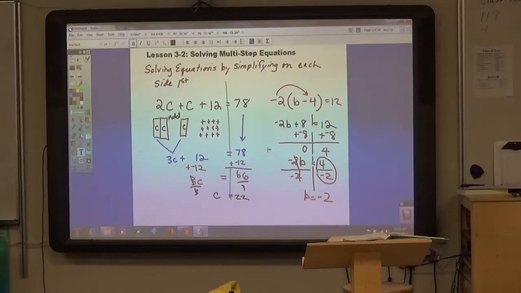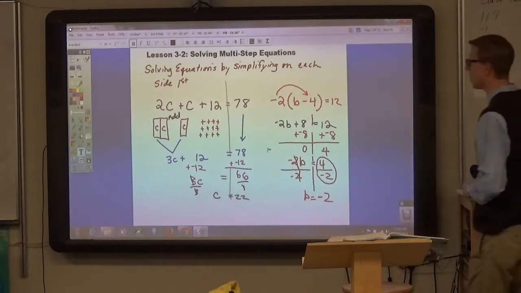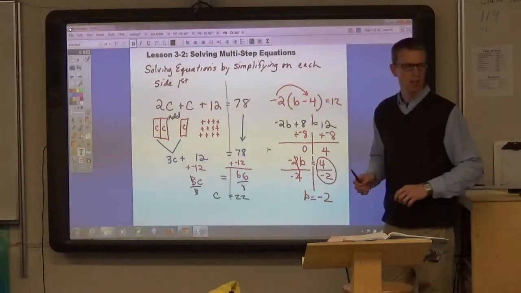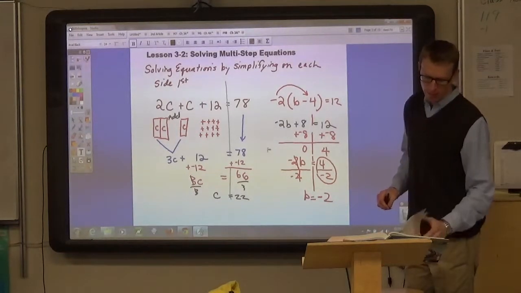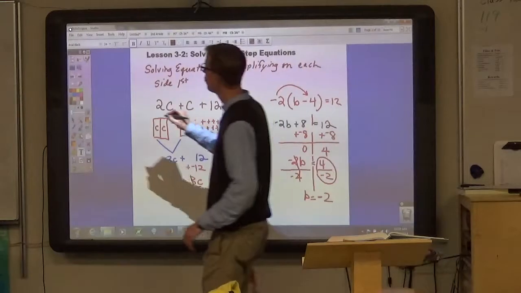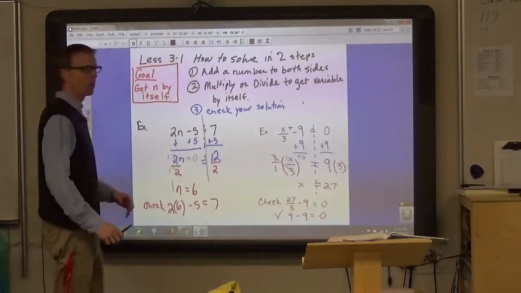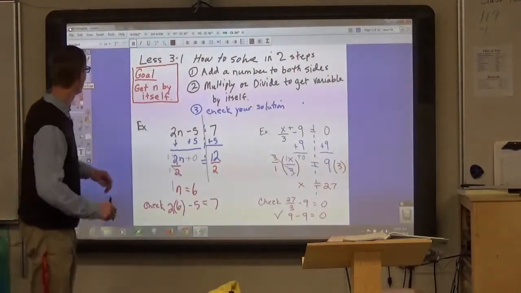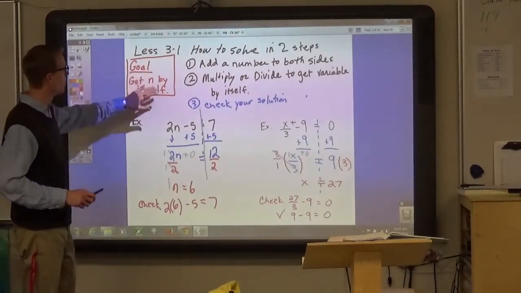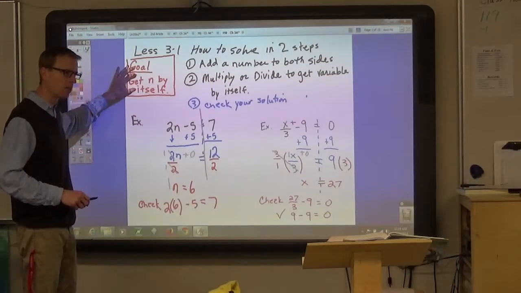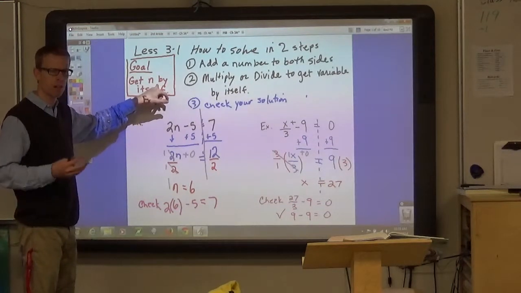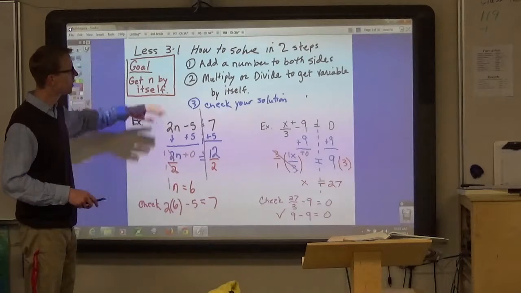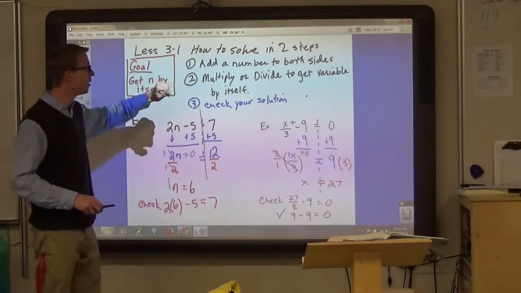Okay, so what we're going to be talking about is solving equations. This is for algebra, chapter 3. If we go back to lesson 1, it reviews something that you already know. In lesson 1, we reviewed the goal of solving. Whenever you're solving an equation, you're getting the n, or the variable, by itself. And so we learned some steps on how to do that.